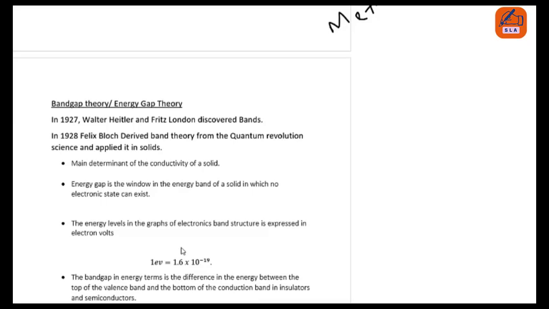These bands were orbital energy levels which revolve or rotate around an element's atom, right? So they are like orbitals. If you think of it, that's our atom, and these will be our orbitals, okay? And they called these orbitals bands, right?